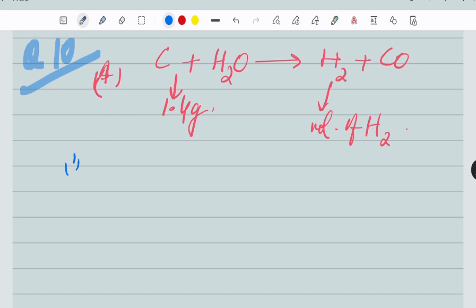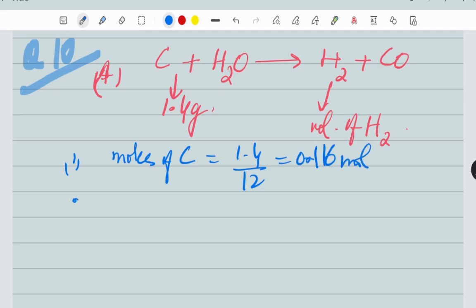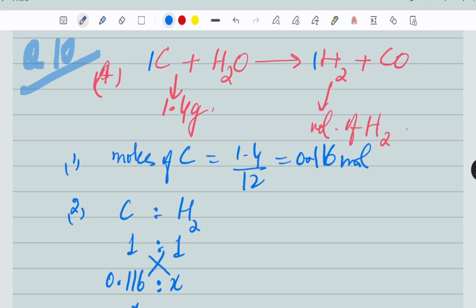Step number 1 is we have to calculate the moles of carbon. 1.4 divided by 12, the answer will be 0.116 mole. Then the second step for this A part is the carbon to hydrogen ratio. So in the equation we have 1 mole of carbon and 1 mole of hydrogen. So when 0.116 moles reacts, how many moles of hydrogen will be there? 0.116 moles of hydrogen. So the third part is the volume of hydrogen.